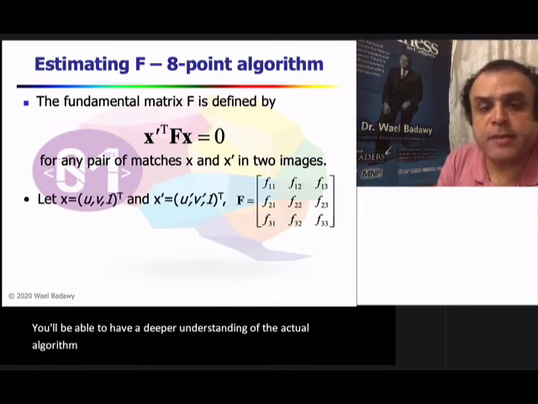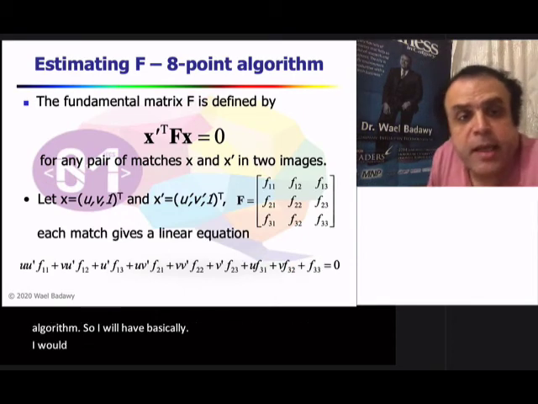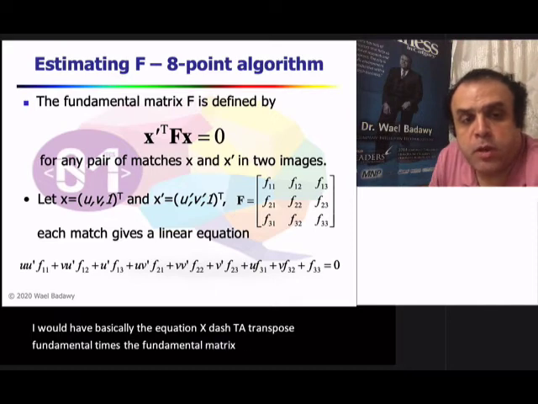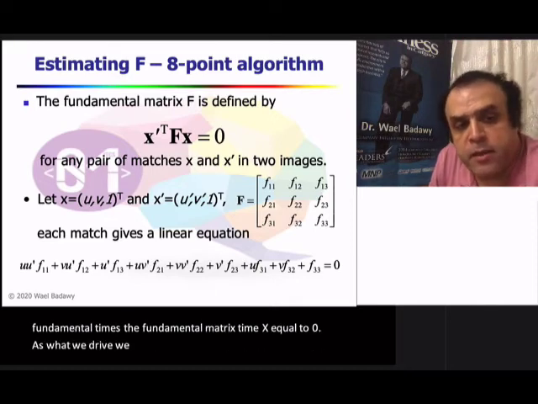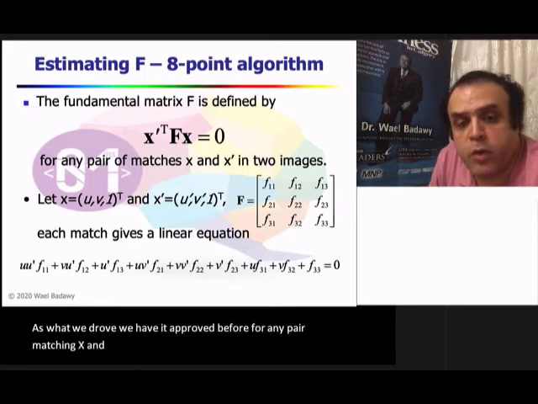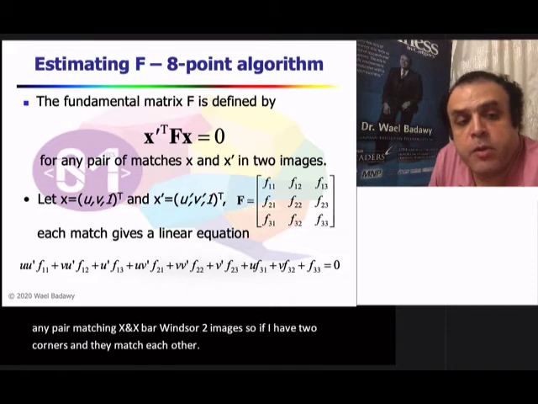So I will have basically the equation x dash transpose, the fundamental matrix F, times x equals 0, as what we have proved before, for any pair of matching x and x dash within the two images. So if I have two corners and they match each other, I should be able to apply it.